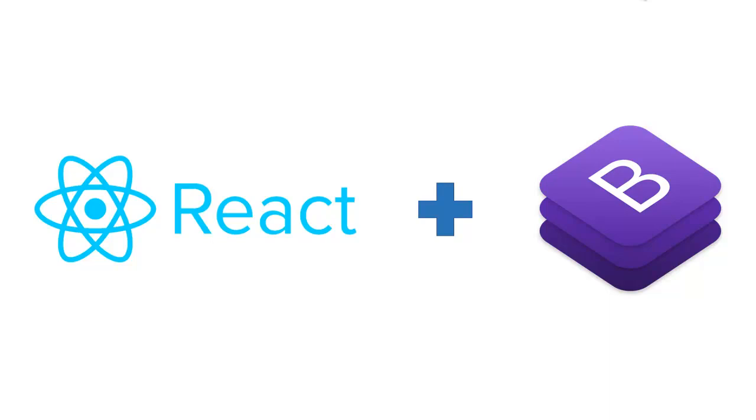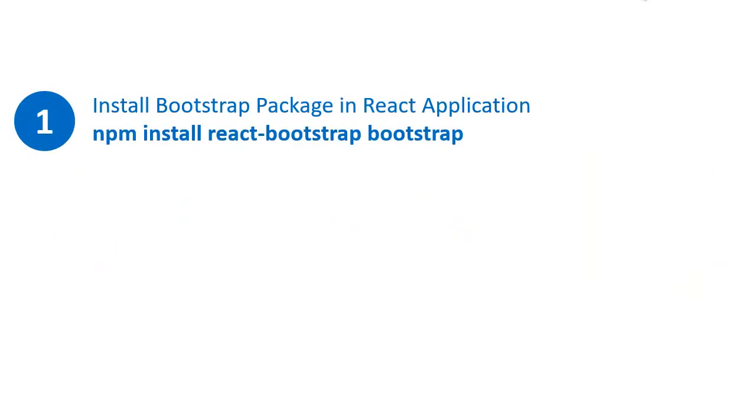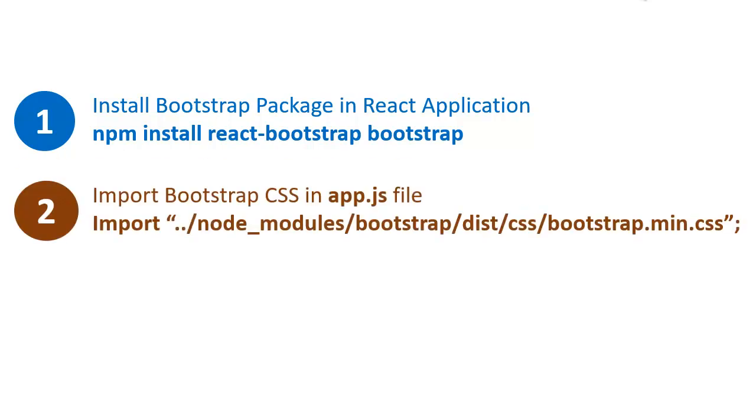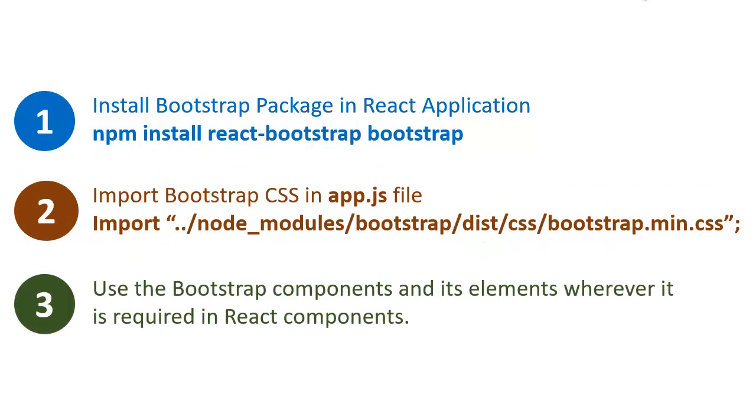To install Bootstrap in a React application, we need to perform three steps. First one is we need to install the Bootstrap package in our React application. For that, you can use the command npm install react-bootstrap bootstrap. The second step is we need to import Bootstrap CSS in our app.js file, that is the main file. And the third step is we need to use Bootstrap components such as button, table, grid system or any component which you want to use in your application. You need to go to that particular React component and add the Bootstrap component. So let's see all these in practical, how we can achieve this.